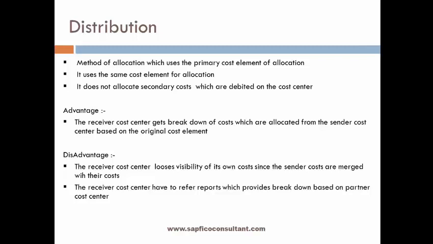From receiver are merged in sender as well, and you lose traceability, you lose visibility of what is our cost and what is the receiver cost. So to have that breakdown of the receiver, sender and all that, we have to refer to separate reports, which is a partner breakdown. There are reports which provide breakdown based on partner cost center. We have to run those reports, then we will get that breakdown separately.